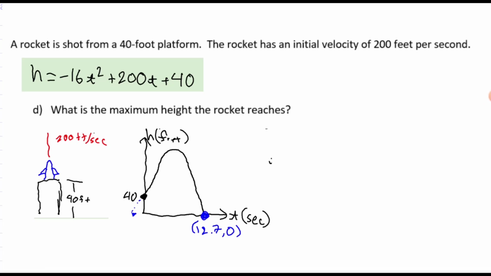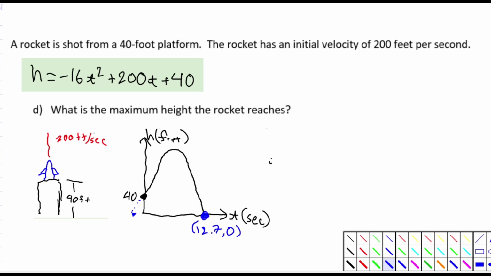Question is question D. So what is the maximum height the rocket reaches? Oh, this isn't too bad. What we need to find is this point way up here. We need to find that point. And how can we find that?